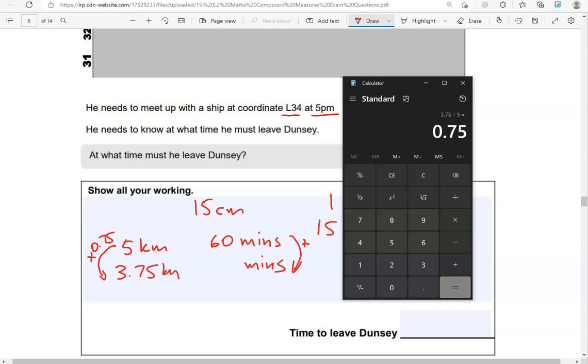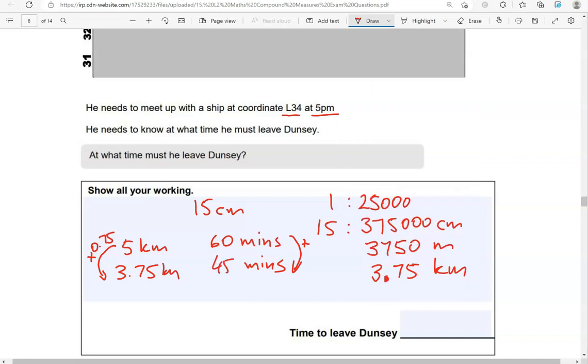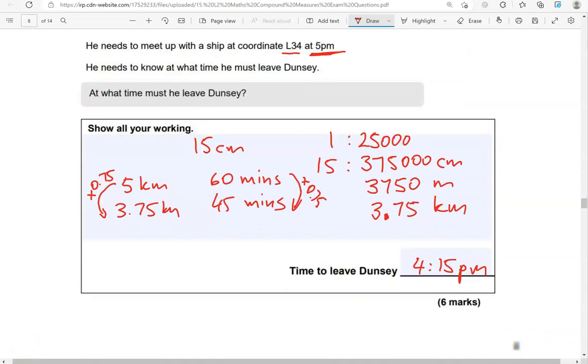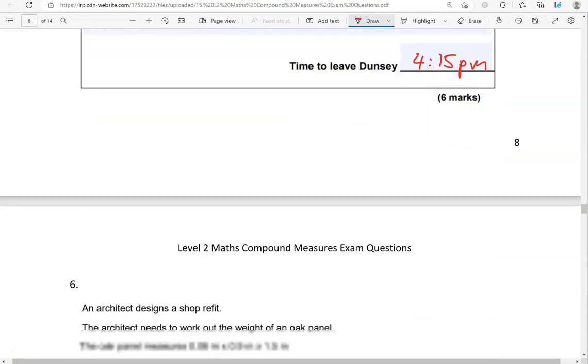0.75 times 60, which is 45. So it will take 45 minutes. So he must leave 45 minutes before 5 p.m. So that's going to be 4:15, or 15 minutes past 4.